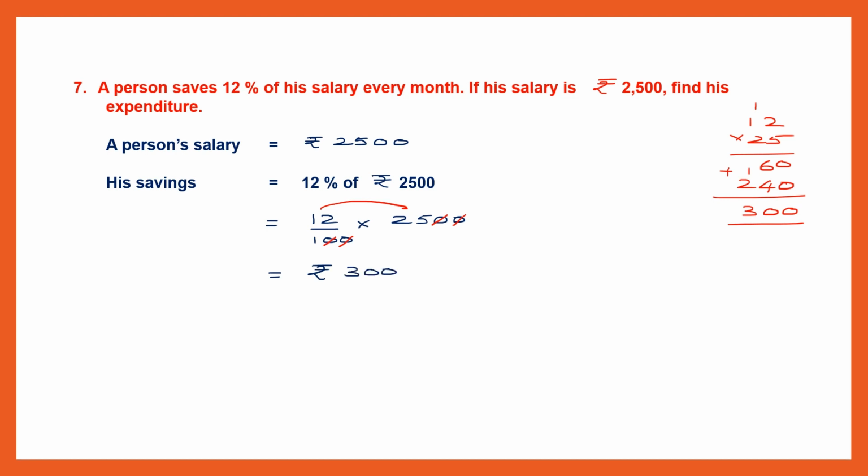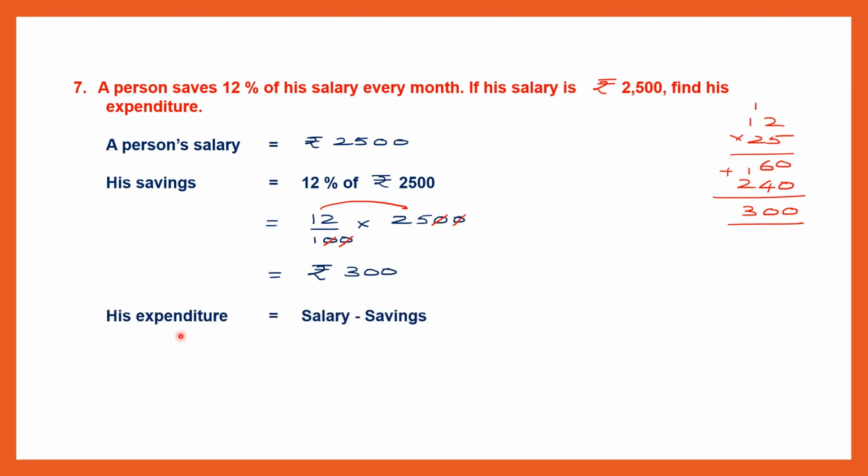So now we know that his salary is 2,500. From that, he saves so much money. That means the remaining money he is going to spend, isn't it? So that will be his expenditure. So how do we find his expenditure? By taking his total salary and taking away his savings from that, by subtracting these two, then we'll know how much money he has spent.